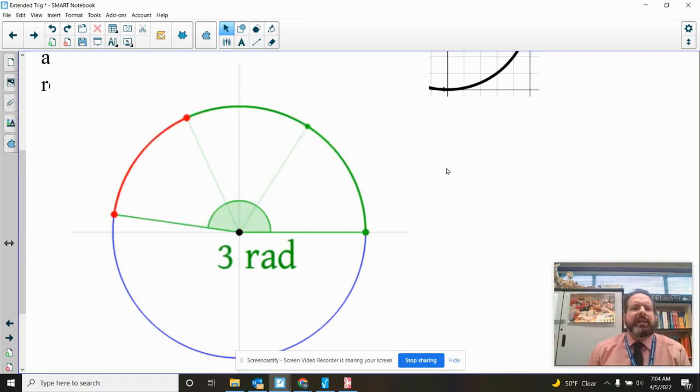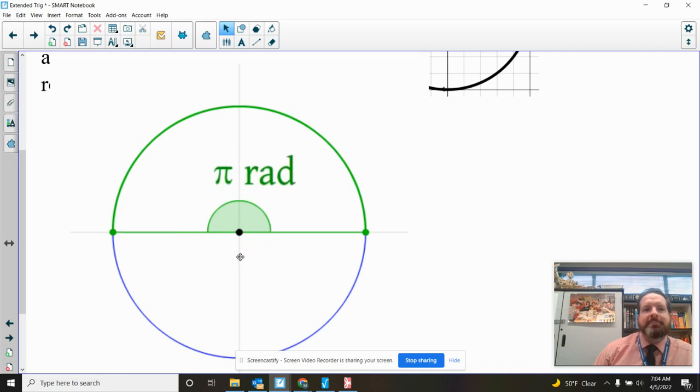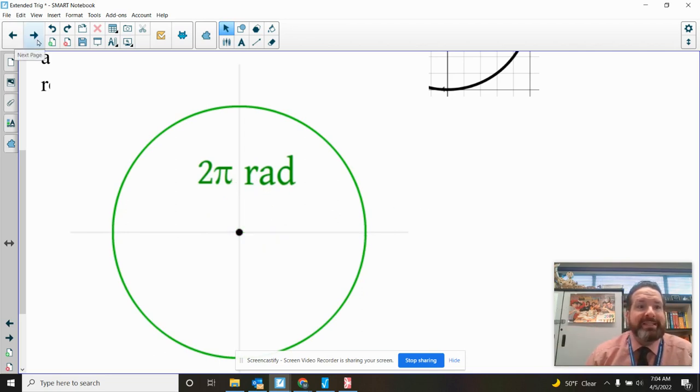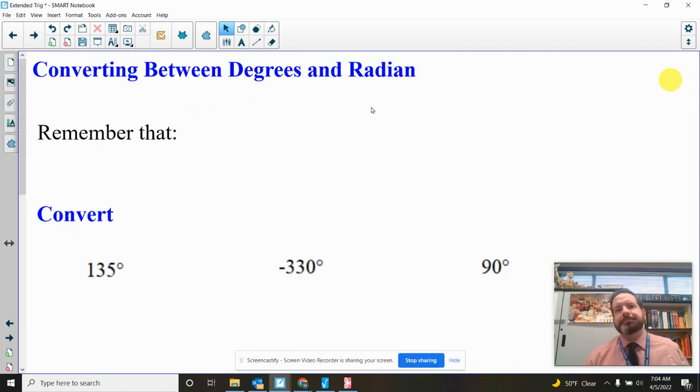Now, once you get going, you'll see that, okay, now we see a pi coming in. We're going to talk about what that means. And then if you spin all the way around the circle, you get to a 2 pi, and we'll make sure we talk about what that means as well. So there you go. That's the gist of radian measure.